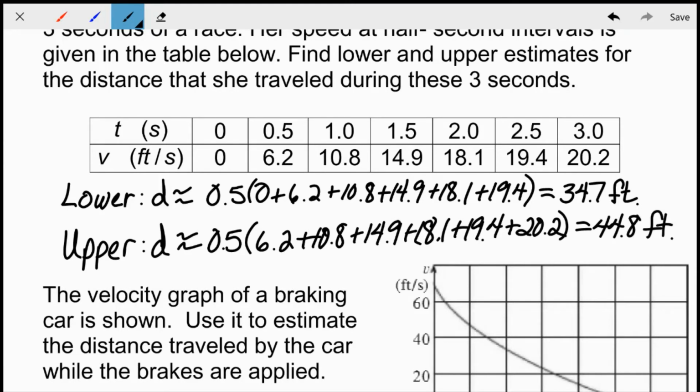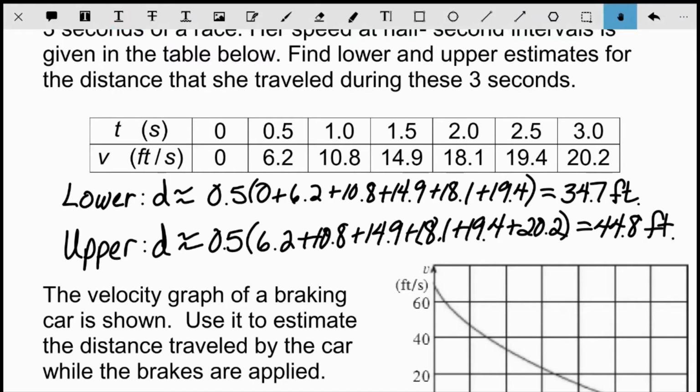Now, the reality is, neither one of those answers is probably exactly correct. But what we can say, assuming that our velocity is increasing throughout this interval as it appears to be, most likely our actual distance traveled is somewhere between 34.7 and 44.8 feet, because we had an estimate that's definitely on the low side and we have an estimate that's definitely on the high side. So most likely the distance traveled is going to be somewhere between that.